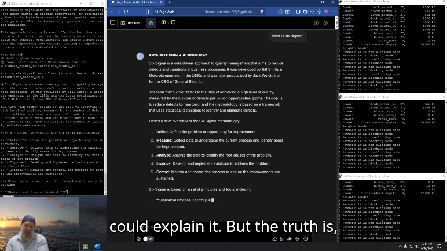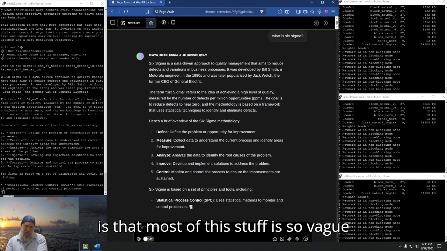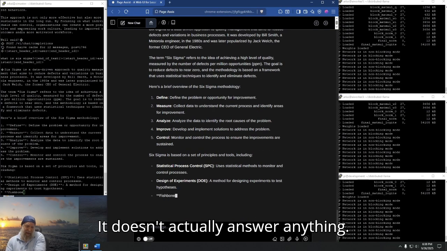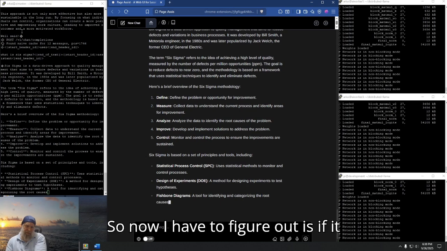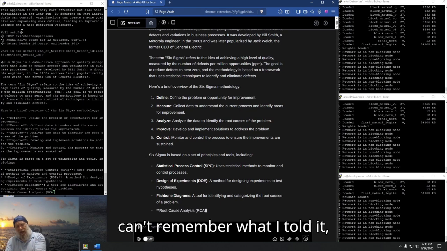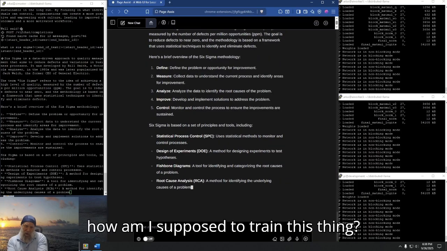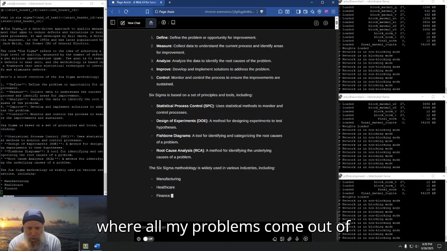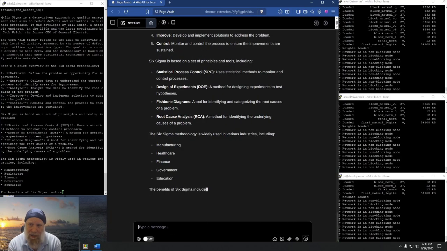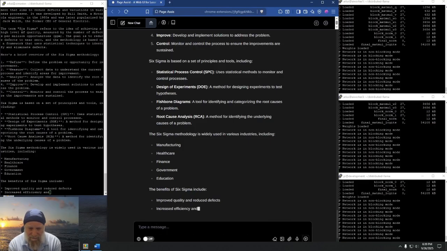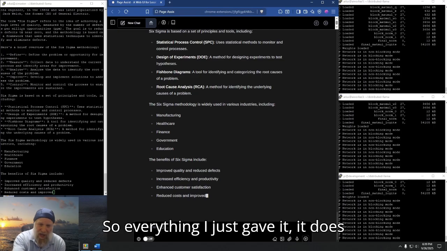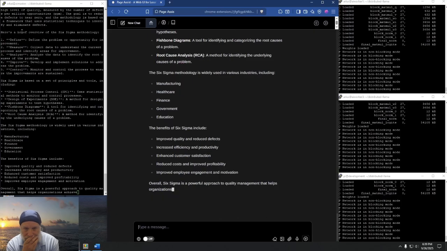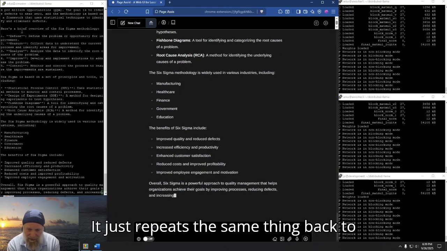It could explain it. But the truth is that most of the stuff is so vague and the processes are so vague, it doesn't actually answer anything. So now I have to figure out, if it can't remember what I told it, how am I supposed to train this thing? And that kind of gets to where all my problems come out of, is I can't train this thing. So everything I just gave it, it does not have any of that information. It just repeats the same thing back to me.